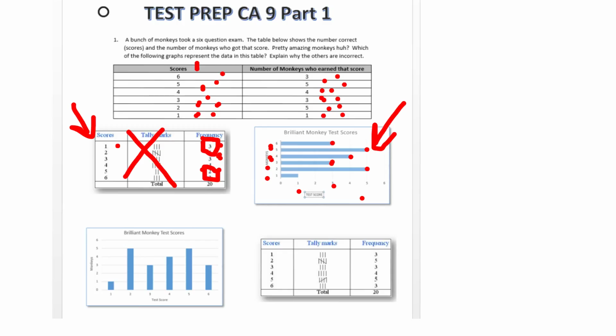But there's a problem. Can you see what the problem is before I explain it to you? Try right now.